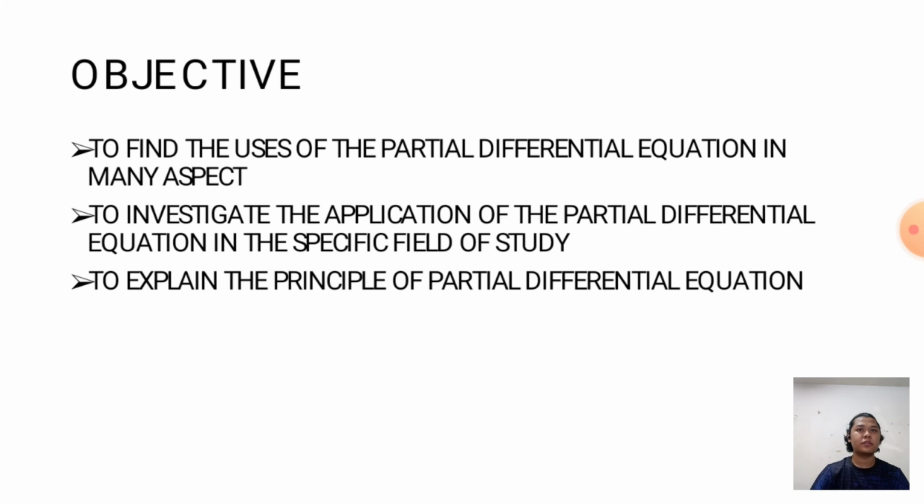Next, to investigate the application of the partial differential equation in specific fields of study. Besides, the objective is also to learn about the uses of partial differential equation in the wave equation, heat equation, and Laplace equation. Lastly, the objective is to explain the principle of partial differential equation on the wave equation, heat equation, and Laplace equation. The detail of the explanation could improve the level of understanding of the student.